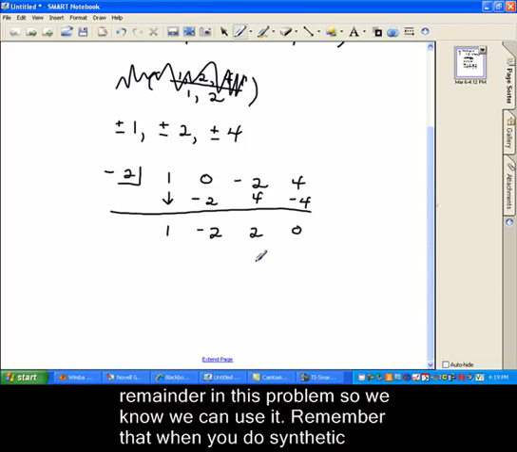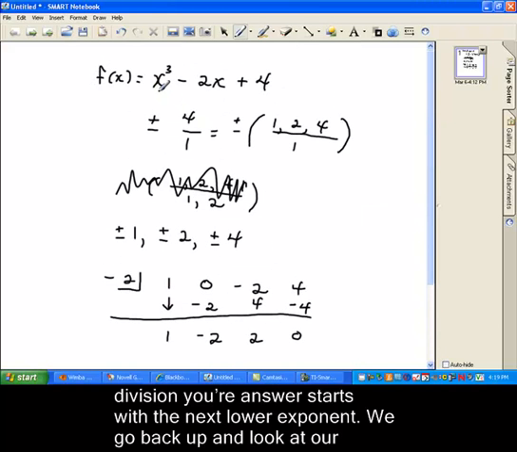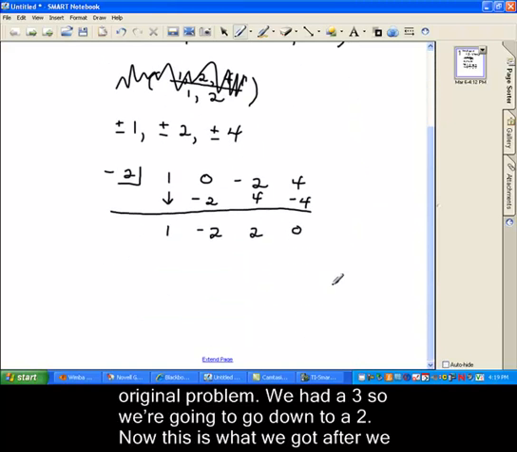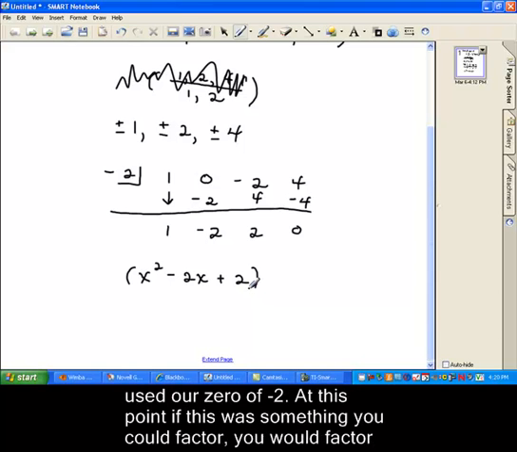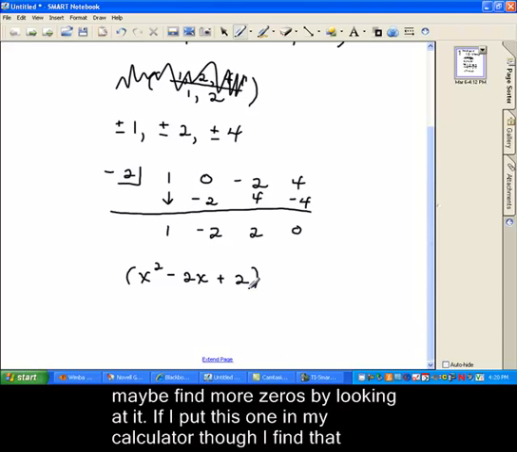Remember that when you do synthetic division, your answer starts with the next lower exponent. We go back up and we look at our original problem. We had a 3, so we're going to go down to a 2. Now this is what we got after we used our zero of -2. At this point, if this was something that you could factor, you would factor it further. In order to find more zeros, you could take your calculator, put this one in it, and maybe find some more zeros by looking at it.